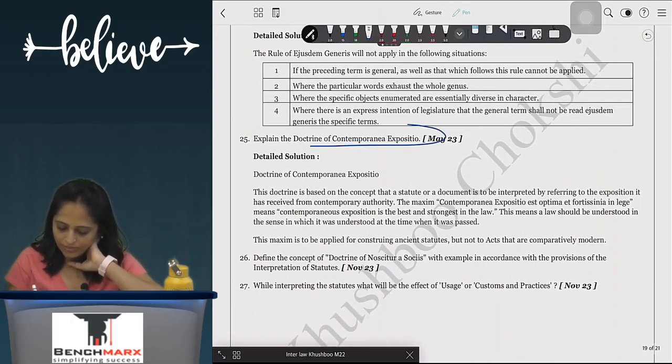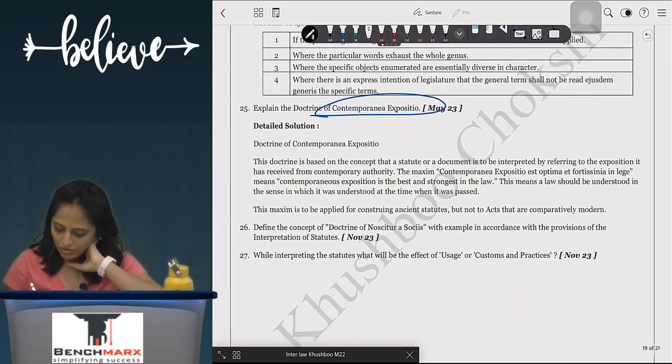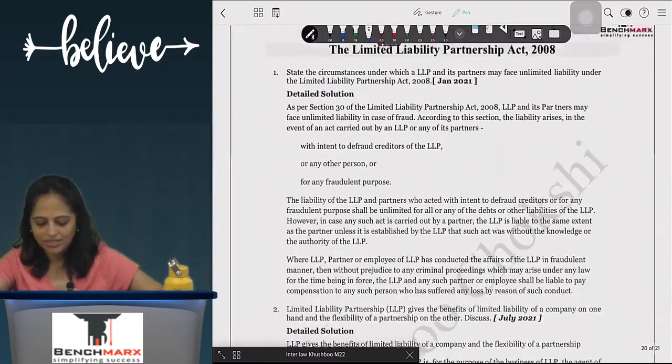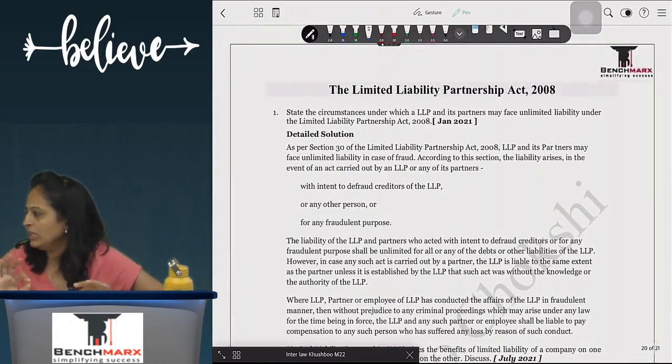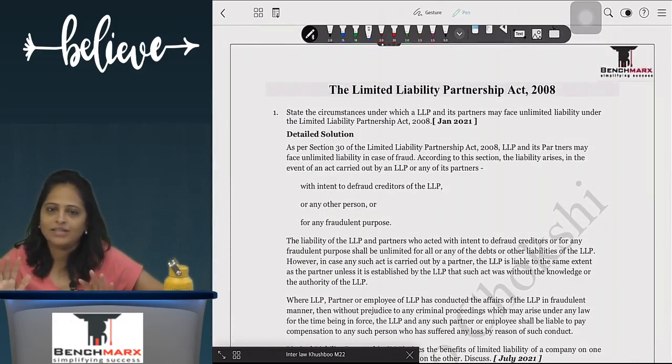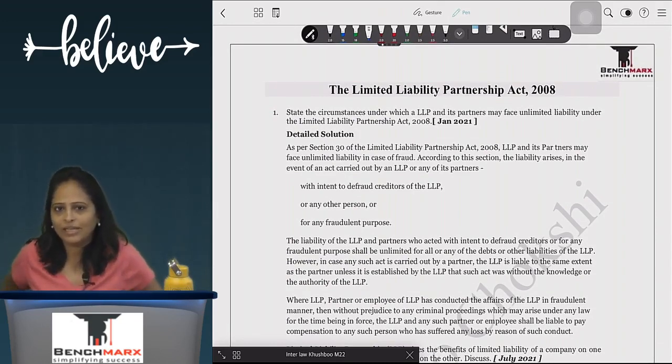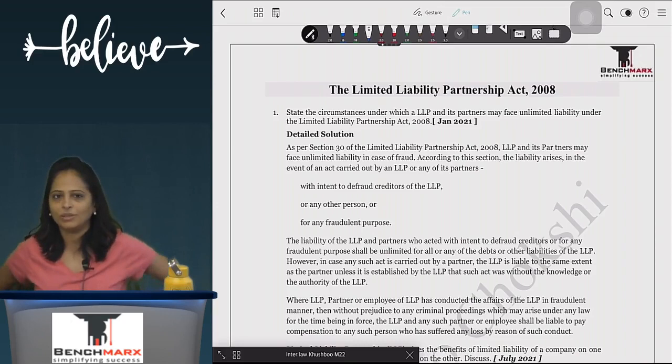Doctrine of contemporanea expositio is whatever your effect of usage. Nocitur a sociis and usage, customs and practices. So same के same questions हैं. If you see there is nothing that you can not answer in these questions, correct? अगर अपन ने पढ़ा है, अपने को अभी जो रिवाइज किया उसके बेसिस पे भी I am confident that you will be able to write these answers. So एक बार read करके जाओगे तो of course you will be able to write.